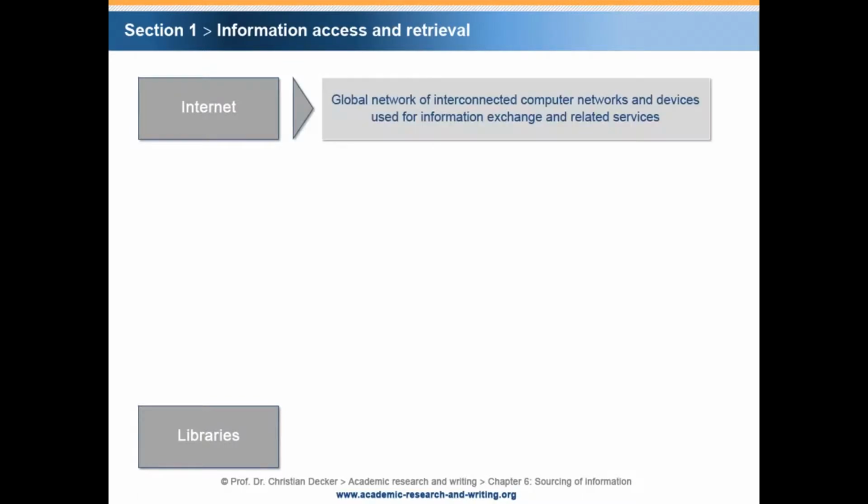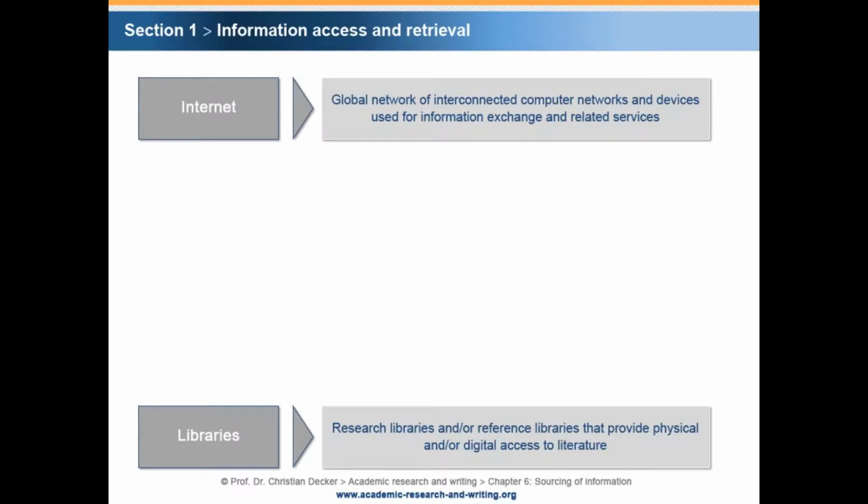Generally, information can be accessed and retrieved via the Internet and in libraries. The term Internet needs some clarification. It is often used as a synonym for the information accessed or distributed via the World Wide Web. However, the term Internet refers to a global network of interconnected computer networks and devices used for information exchange and related services. The term libraries refers to research libraries and/or reference libraries that provide physical and/or digital access to literature.